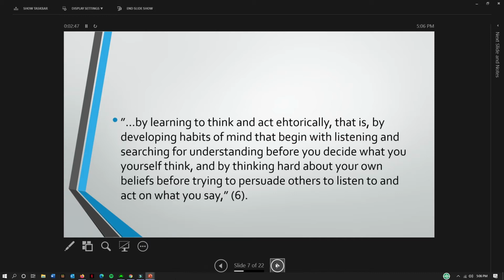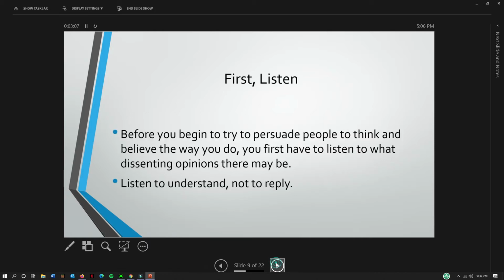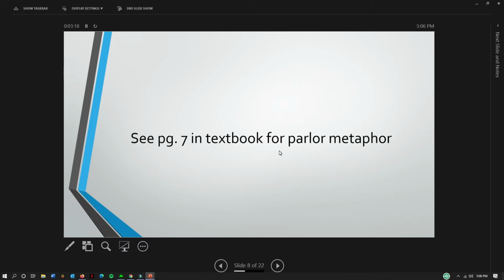So how do you go about doing this? Well, you learn to think and act rhetorically, that is, by developing habits of mind that begin with listening and searching for understanding before you decide what you yourself think, and by thinking hard about your own beliefs before trying to persuade others to listen and act on what you say. Basically, what this means is that you have to think before you speak. Okay? So it says, see page 7 in your textbook for parlor metaphor.